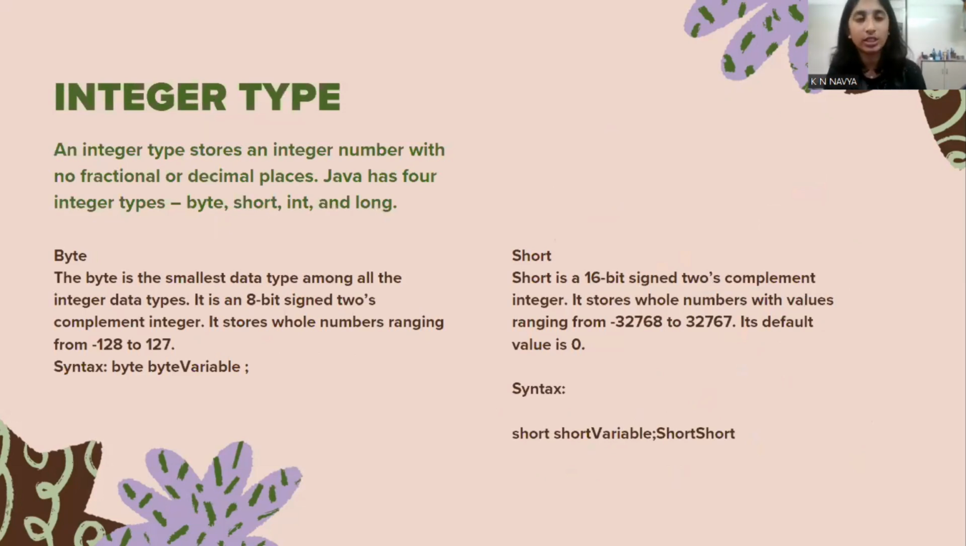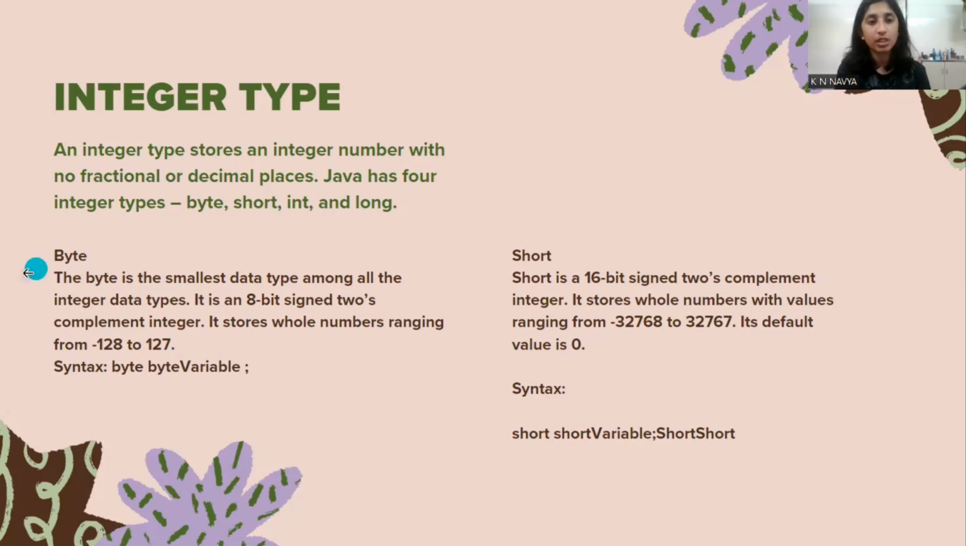Now let's talk about the integer type. An integer type stores an integer number with no fraction or decimal places. For decimal places, we have another data type. So right now we are just talking about the integer type data, and it has four different types, which are byte, short, int, and long. Let's talk about each one of them.